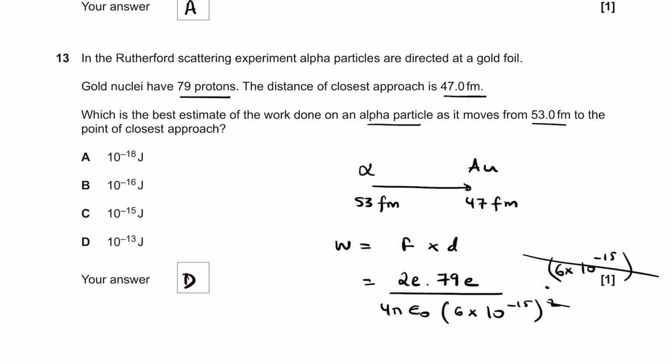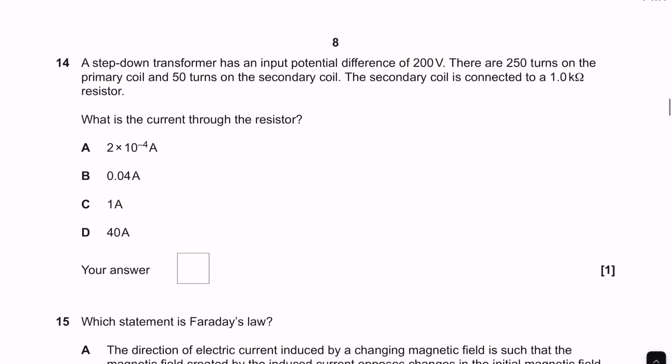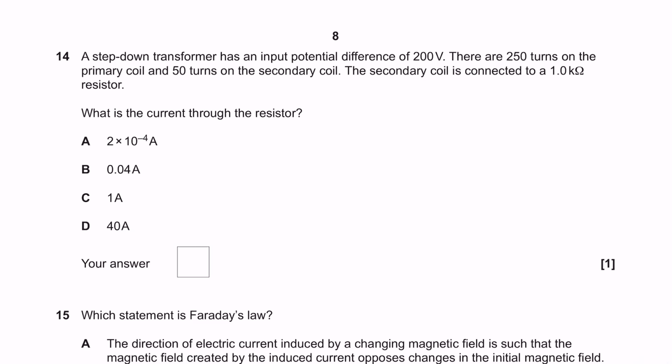Okay, so that gives me the answer there. Let's move on to question number 14. A step-down transformer has an input potential difference of 200 volts. There are 250 turns on the primary coil and 50 turns on the secondary coil. Okay, let's put that down. So that is VP. This is NP. We are given NS, and we are also given that the secondary coil is connected to a 1 kilo ohm resistor. What is the current through the resistor?